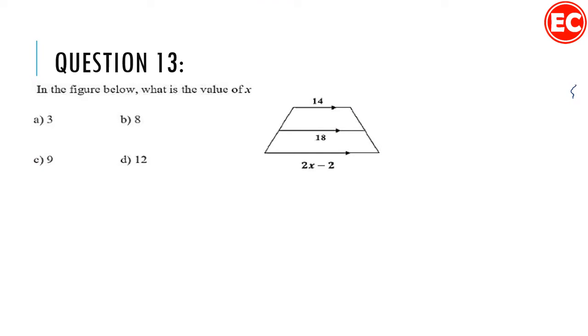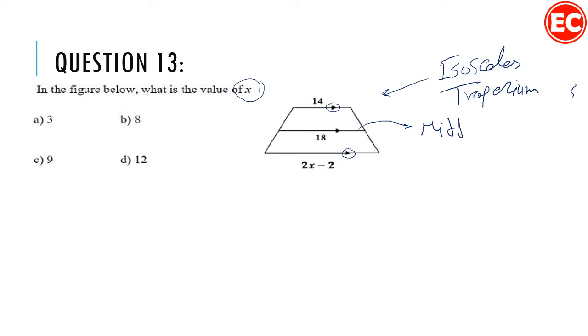As we can see in question 13 in this figure below, what is the value of x? This shape is an isosceles trapezium. Why? Because I have two sides which are parallel but not equal, and this one we called the middle base.